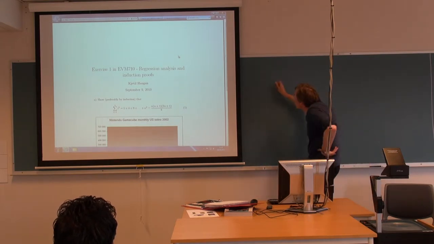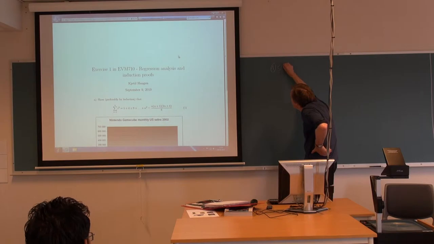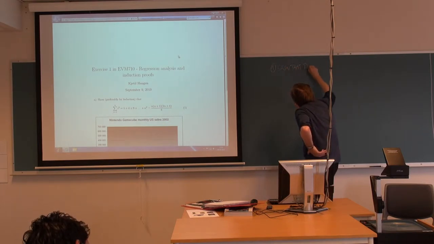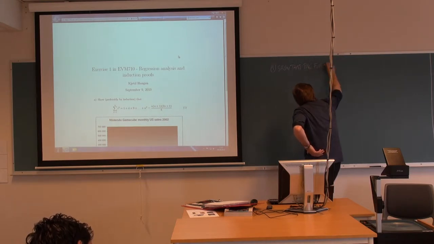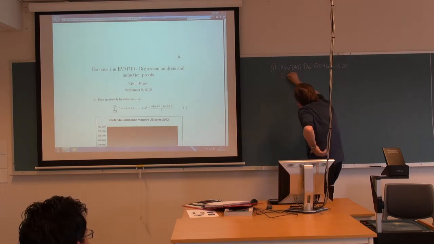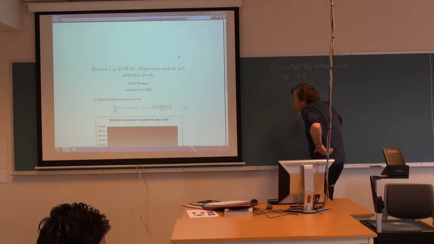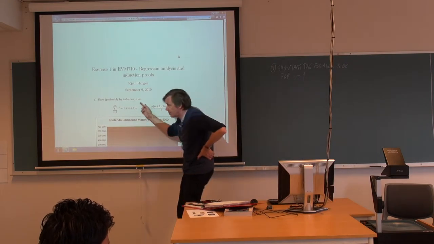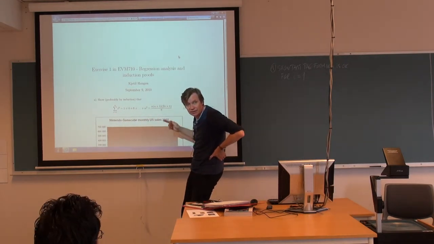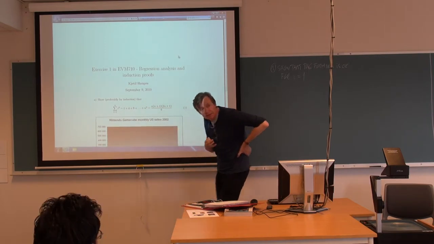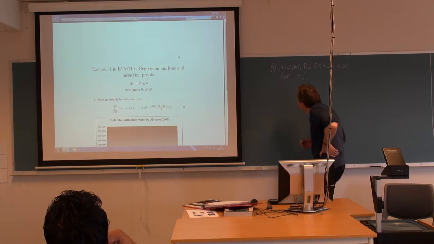Starting point 1: show that the formula is okay for n equals 1. To show that, of course, we have to do two things. First, we compute this sum directly without using the formula, and then second, we put n equal to 1 into the formula and show that the two answers are the same. That's the simple way to do it.